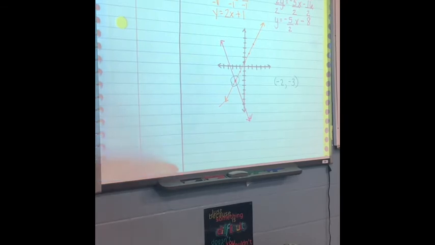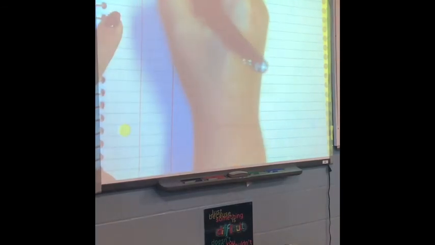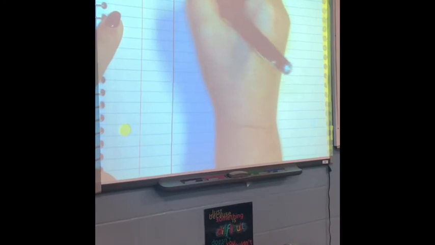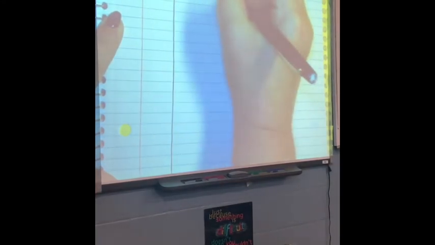Good? All right, so let's try this one. 4x plus 3y equals negative 24, and 8x minus 2y equals negative 16. See what you can do with that one.